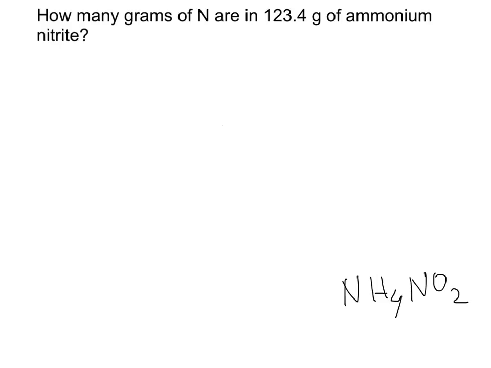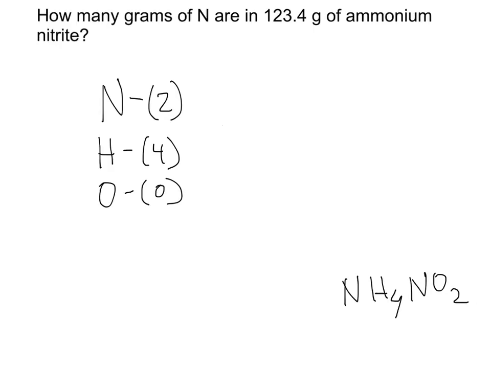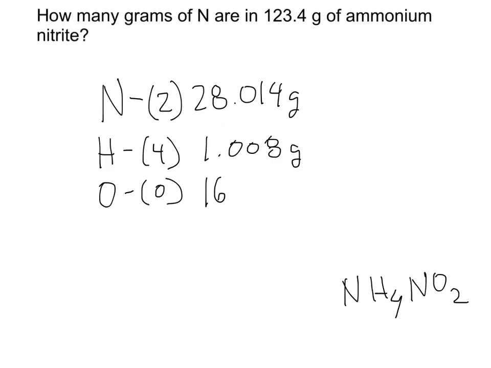And how we do that is, we know that we have two nitrogens, 4 hydrogens, and 2 oxygens. Now we're going to times this by the molar mass of each element. For nitrogen would be 28.014 grams. For hydrogen would be 1.008 grams. And for oxygen would be 16.00 grams.